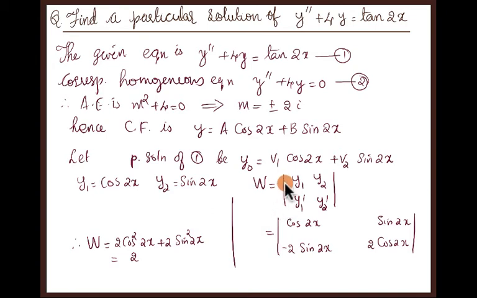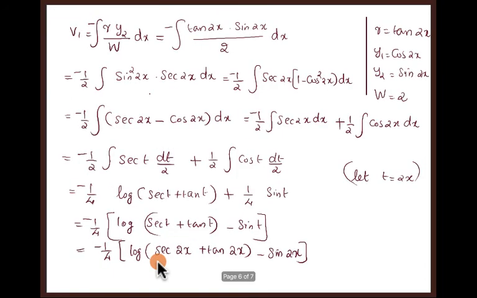Then the Wronskian is given by the determinant of y1, y2, y1', y2', which is equal to 2 cos^2 2x + 2 sin^2 2x, which is equal to 2 since cos^2 2x + sin^2 2x = 1. So the Wronskian is equal to 2. Then v1 is obtained from the formula minus integral of r y2 by w dx, where r is equal to tan 2x, y2 is equal to sin 2x, and w is equal to 2.